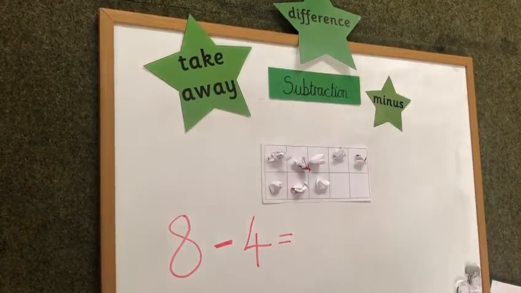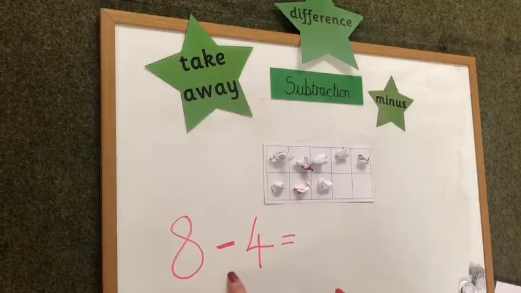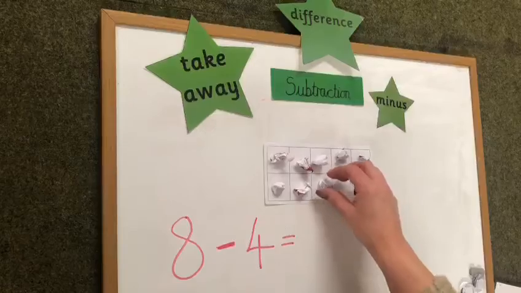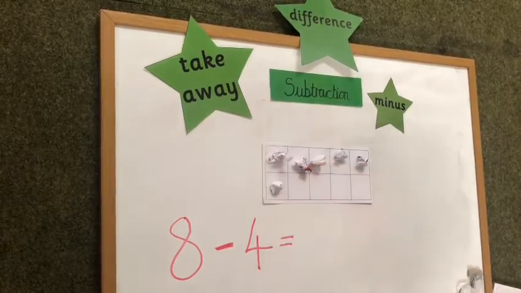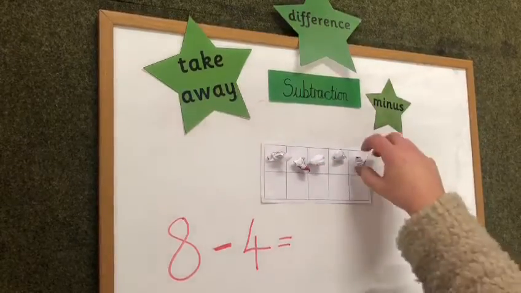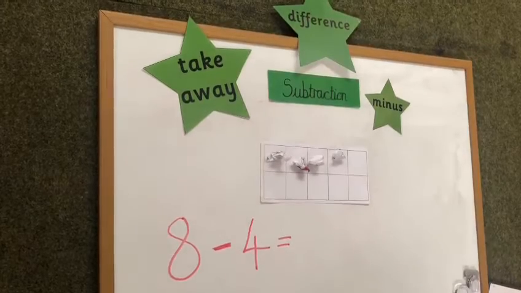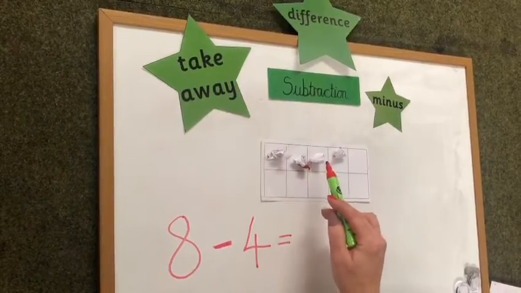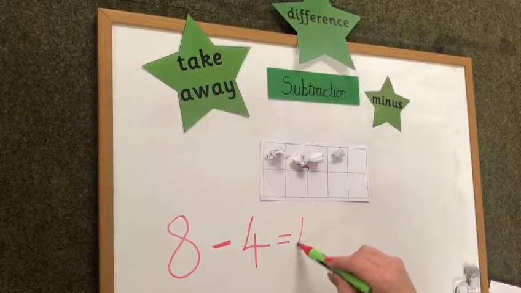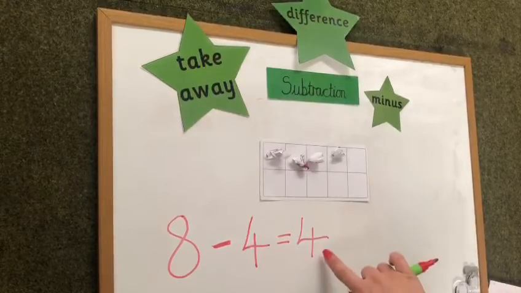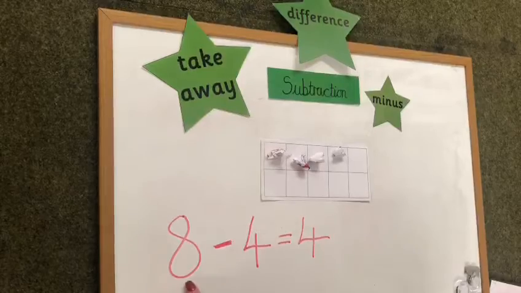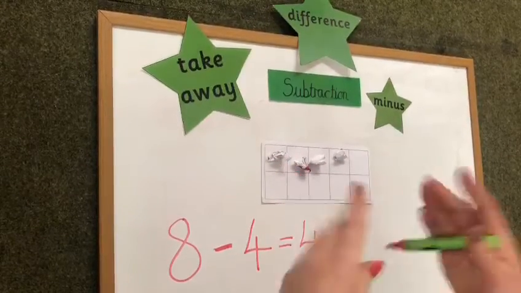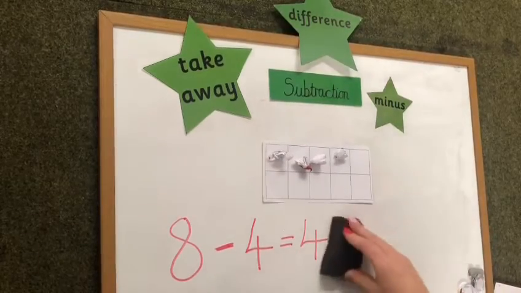So we've got 8 pieces of paper on our 10 frame, and we're going to take away 4 pieces of paper. 1, 2, 3, 4. Okay, and let's see how many we're left with. 1, 2, 3, and 4. And as you can see again, this number is smaller than this number, because when we subtract, the numbers are getting smaller. Okay, we're going to do one more together.